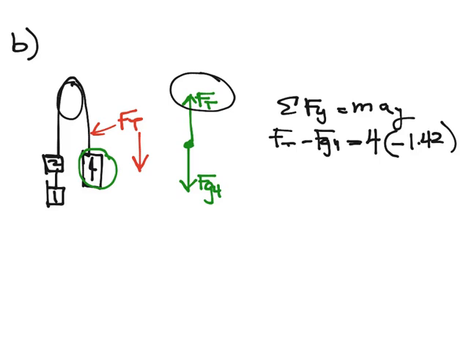We know, of course, that Fg4 has to be 40 newtons, so we have Ft minus 40 equals negative, excuse me, about negative 5.7, and of course we're adding 40, so we end up with Ft is equal to 33.3 newtons.